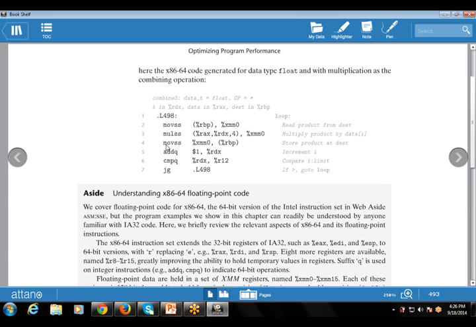We will discuss the program in assembly language for multiplication, that is movss, (%rbp), %xmm0, mulss, (%rax,%rdx,4), %xmm0.